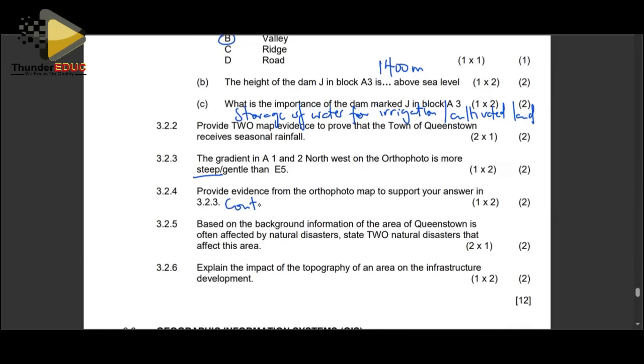So the reason is that the contour lines are closely spaced. They are close to each other. That means that is a steep sloping area.